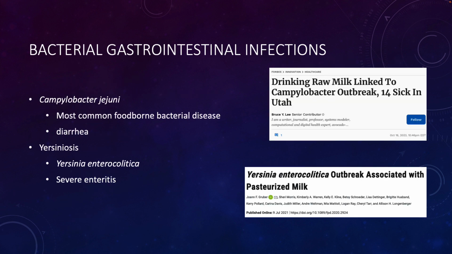Our last bacteria that we'll talk about, Campylobacter. This is actually one of the most common foodborne bacterial diseases, even though a lot of people haven't heard about it. It's also one of the more dangerous foodborne bacterial diseases. It does cause a lot of diarrhea. And here's a headline from earlier this year: drinking raw milk linked to a Campylobacter outbreak. At least 14 are sick in Utah.